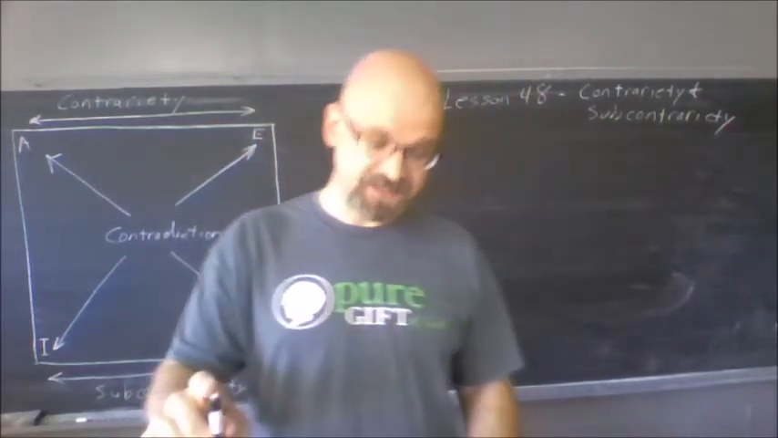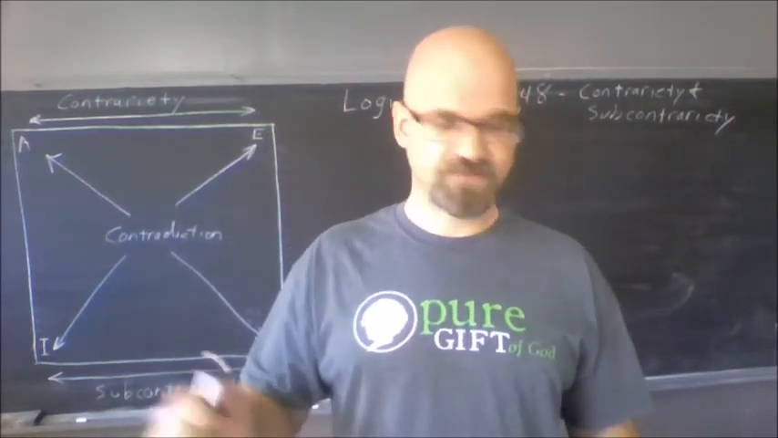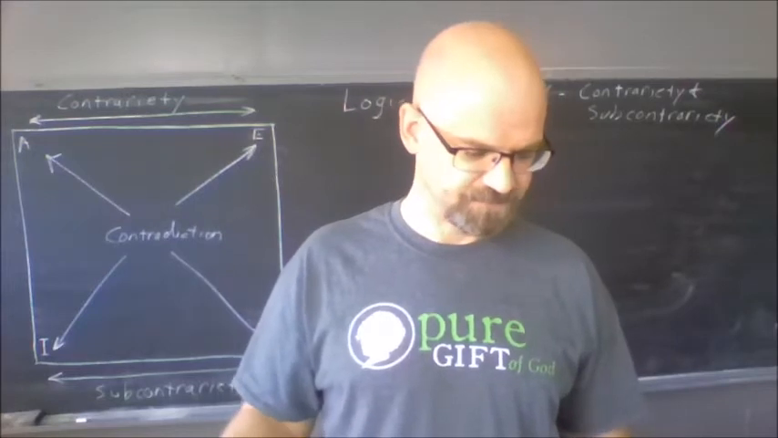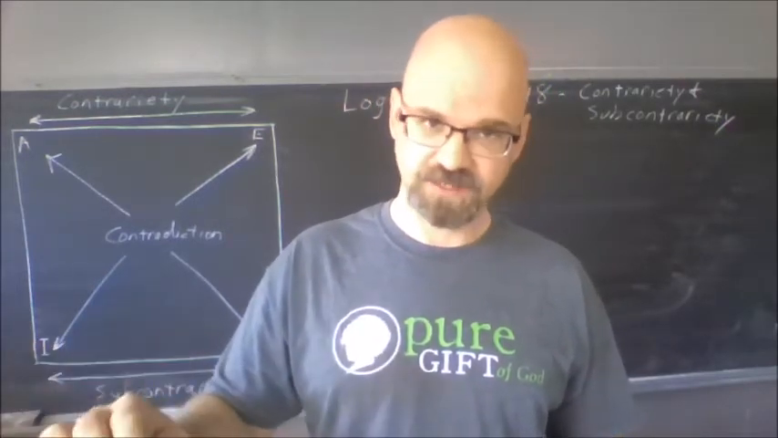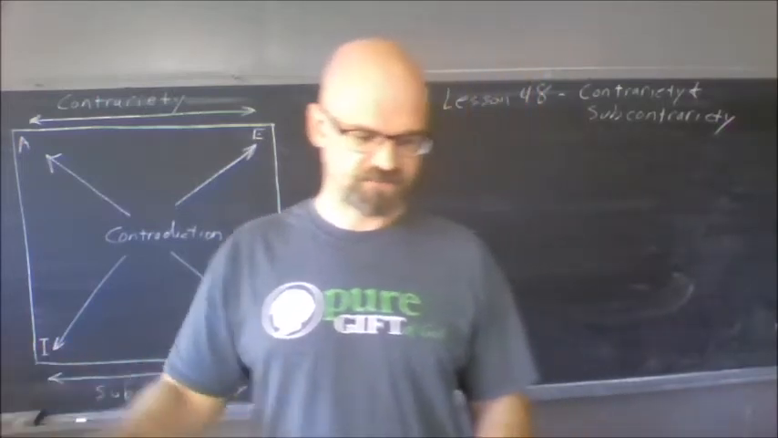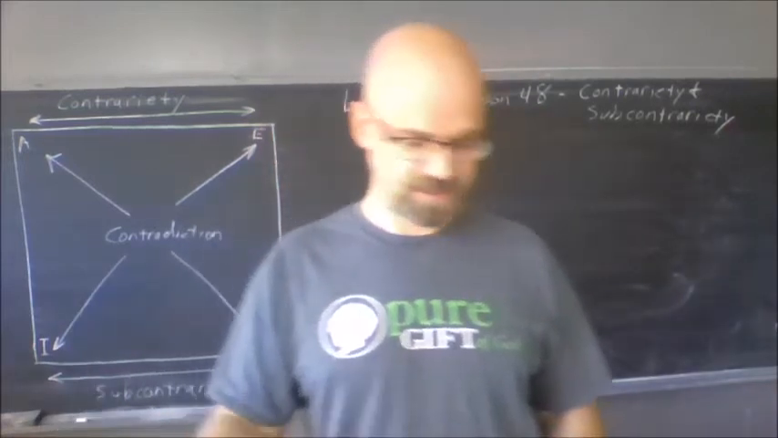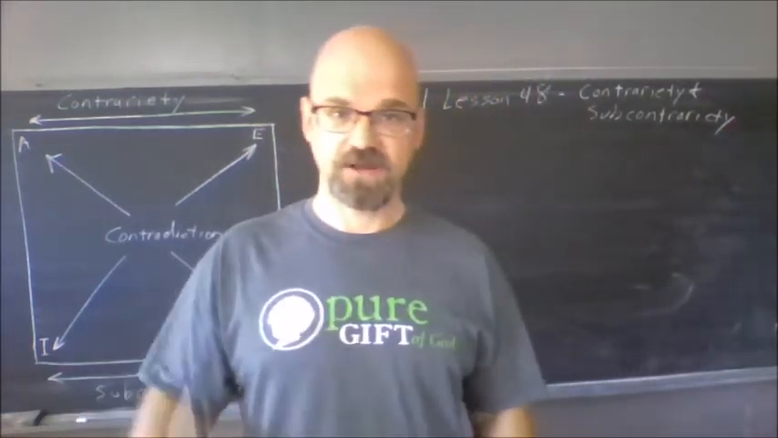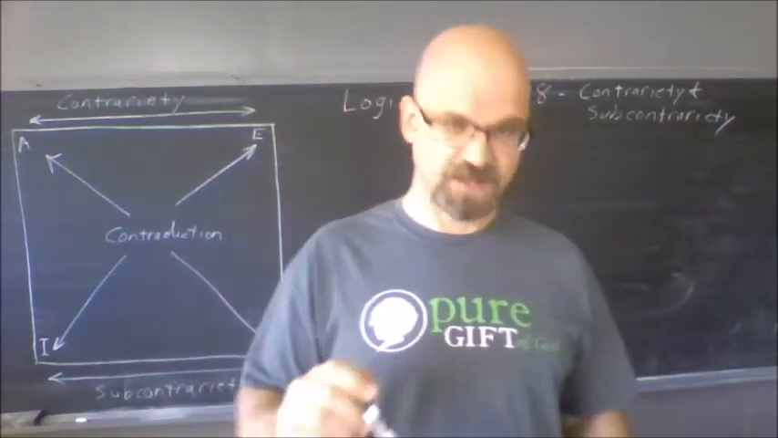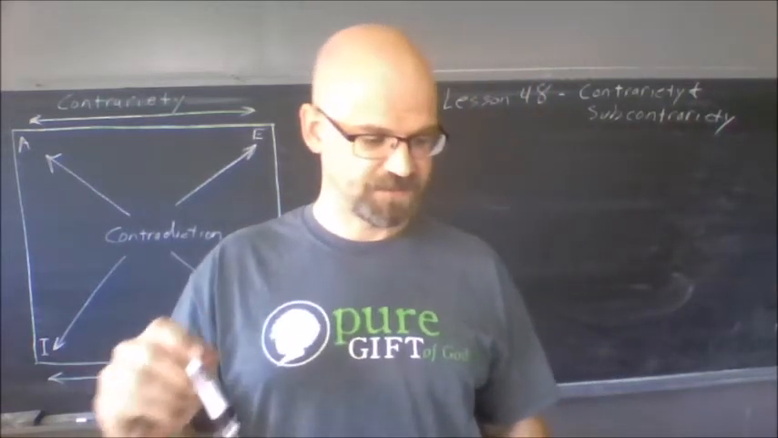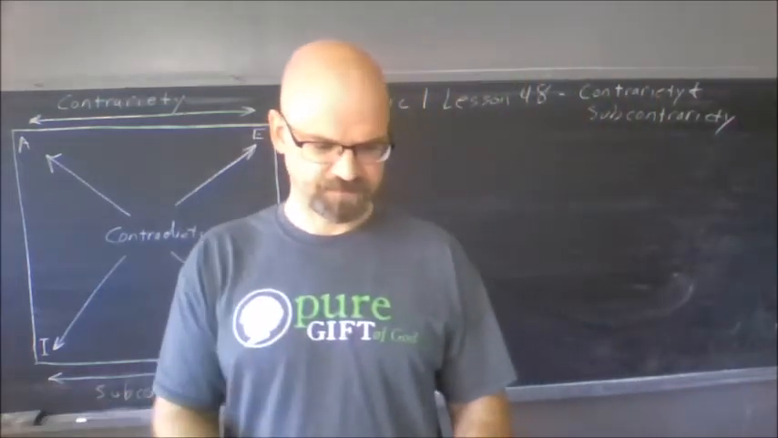What is an E statement? An E statement is a universal negative. No S is P. For example, no cats are 4-legged creatures. And the last one, of course, what is an O statement? An O statement is a particular negative. Some S is not P. Some cats are not 4-legged creatures. Okay?